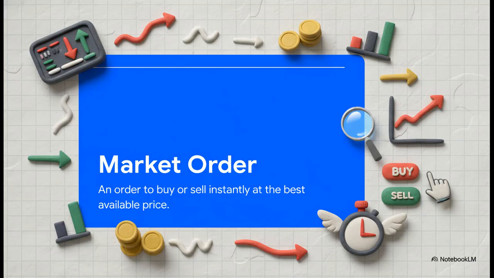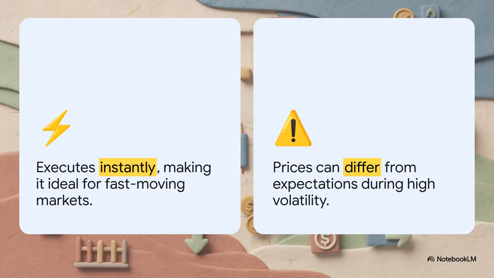So, what does that really mean? Well, when you place a market order, you're basically telling your broker, hey, I don't care about haggling. Just find the best price available on the market right this second and fill my order. It's the point and click of the trading world. Super simple, super direct. Okay, but here's the catch.